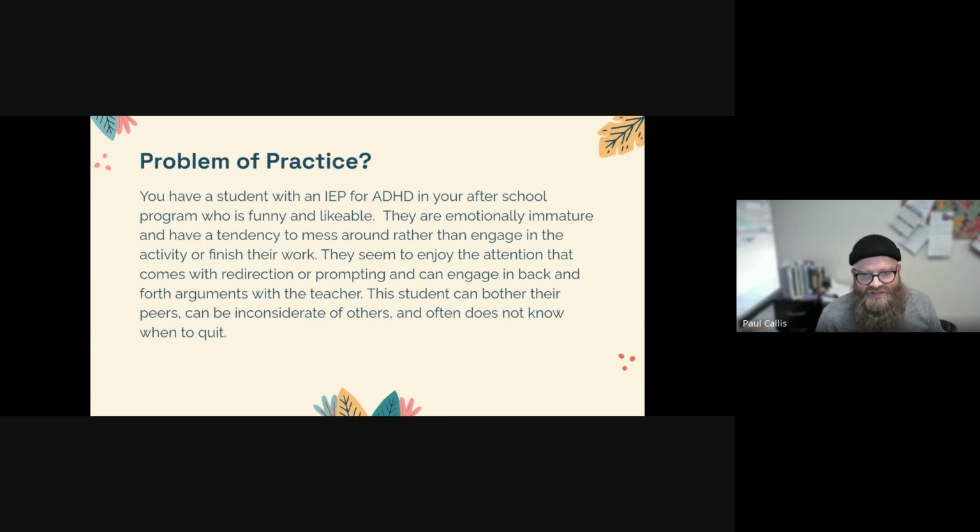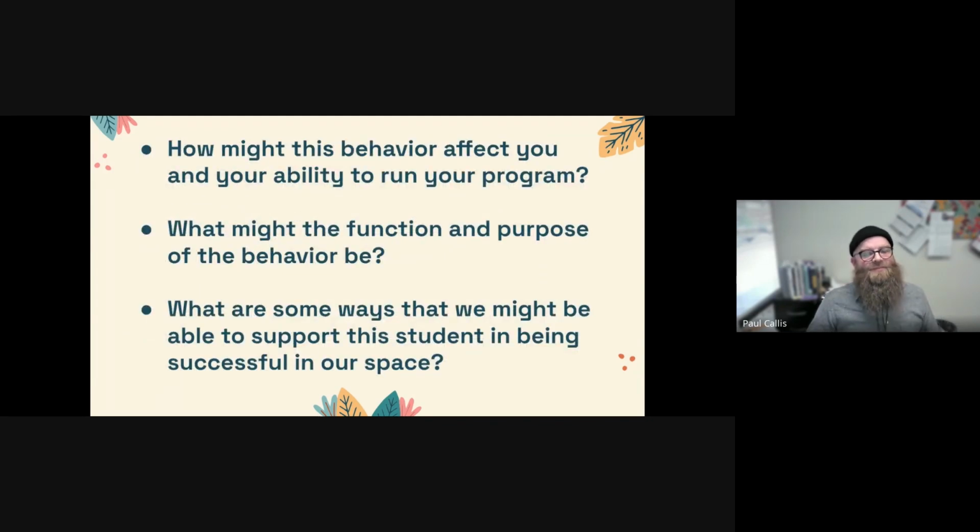First off, just a thumbs up or a wave: is this a familiar or common occurrence for anybody in the room? Okay, I thought it might be. We want to consider how this behavior might affect you and your ability to run your program. If anybody wants to unmute and share or pop in the chat, how might this impact you?